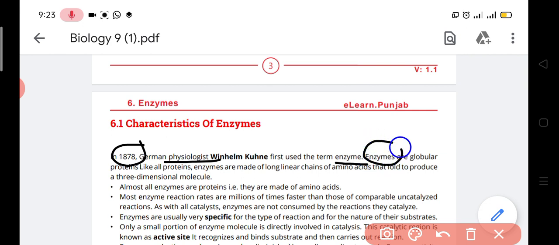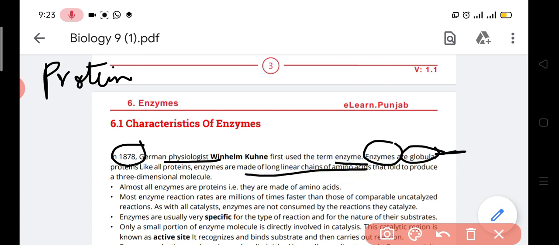What is the enzyme? Enzyme is a globular protein. What is a globular protein? Students, you know very well that protein is one of the most important components of living organisms. There are further types of protein, and one type is the globular protein. Let me tell you. The enzyme is made up of a linear chain of amino acids, and that folds into a three-dimensional molecule. You know that protein is made up of amino acids.